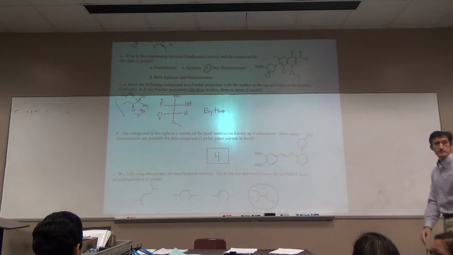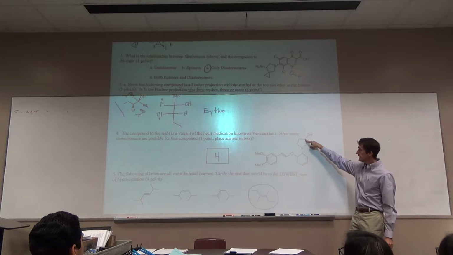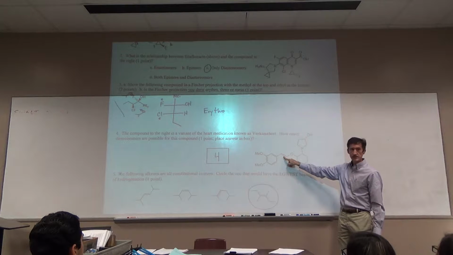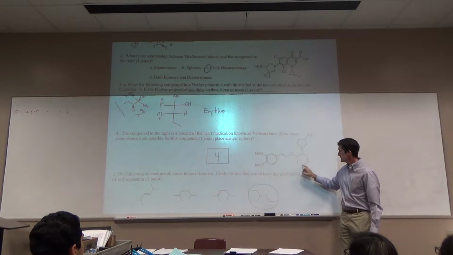4, yeah, how'd we do? We've got a chiral carbon here, so you have potential for R and S. You also have one stereogenic alkene, so you have potential for E or Z. Not stereogenic, not stereogenic.